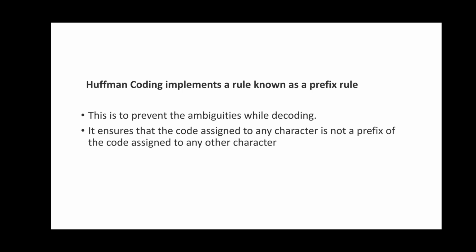Next, it also ensures that the code assigned to any character is not a prefix of the code assigned to any other character. Assume there are two characters A and B. The prefix code of A is 00, and to assign the code for B, the next character, we should ensure that its code does not start with the value 00. If it starts with 00, there may be an ambiguity while decoding the given character.